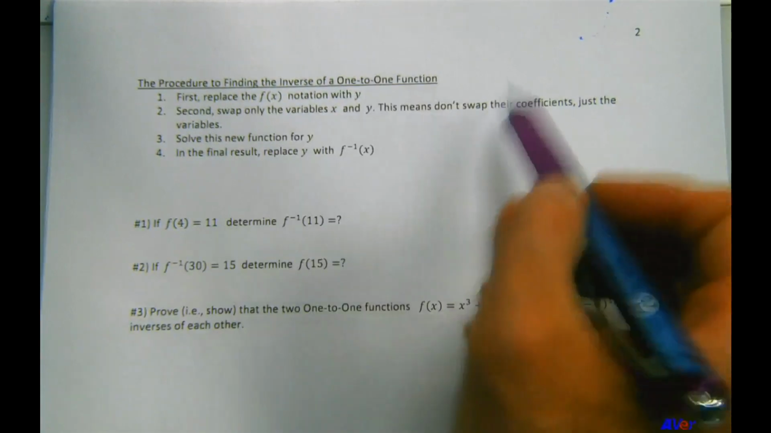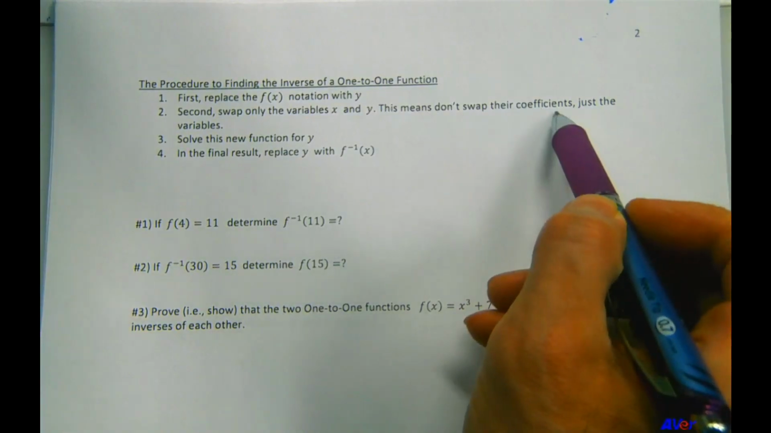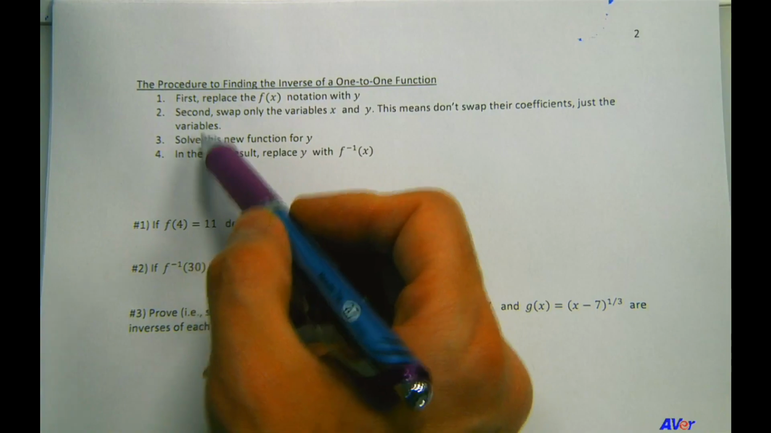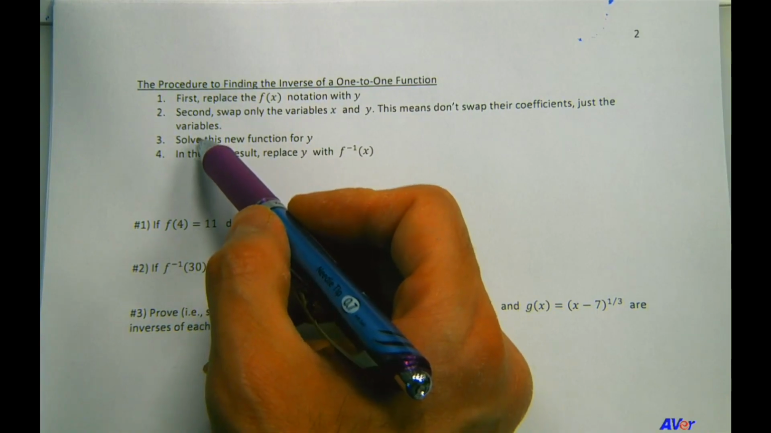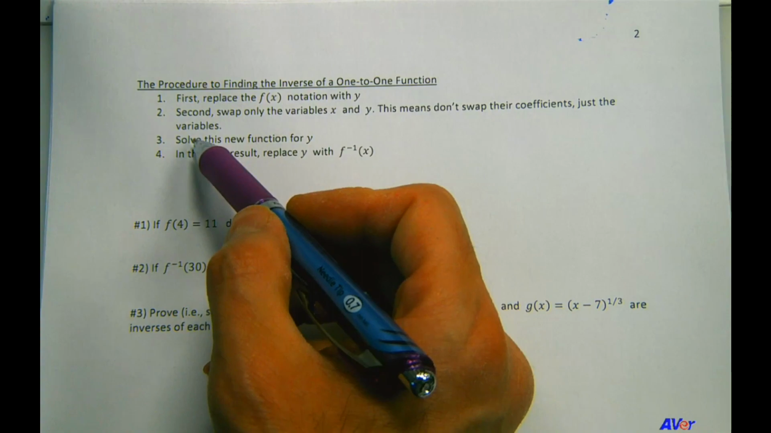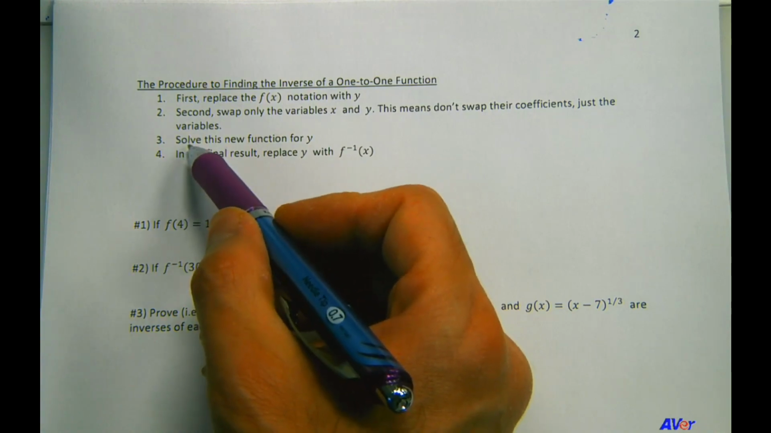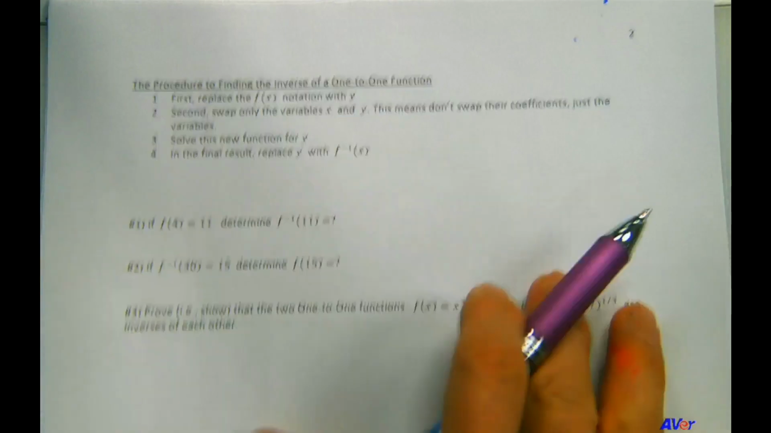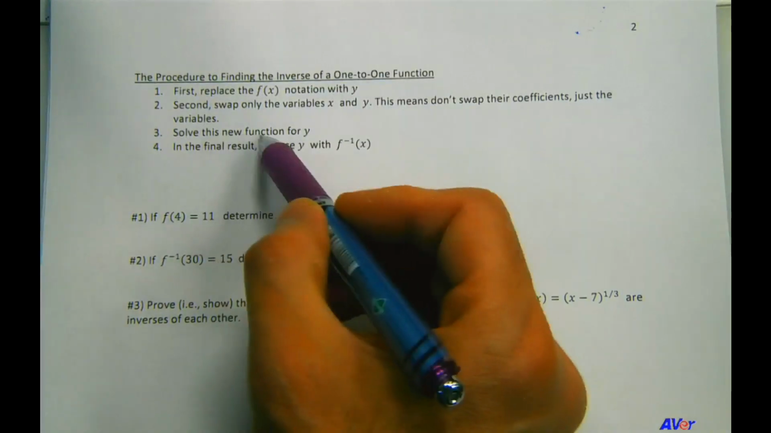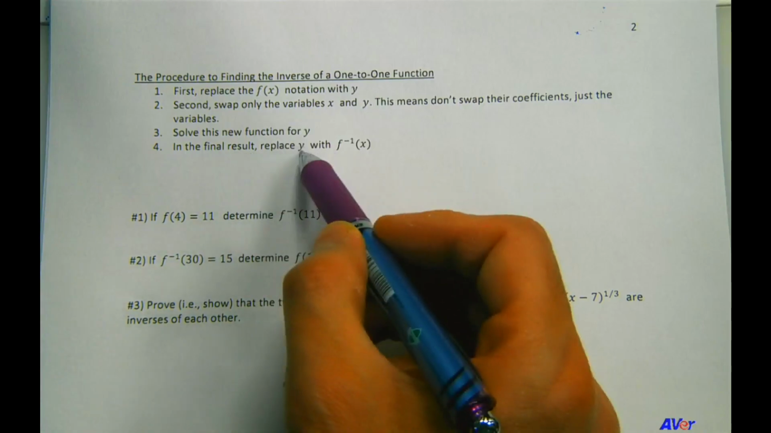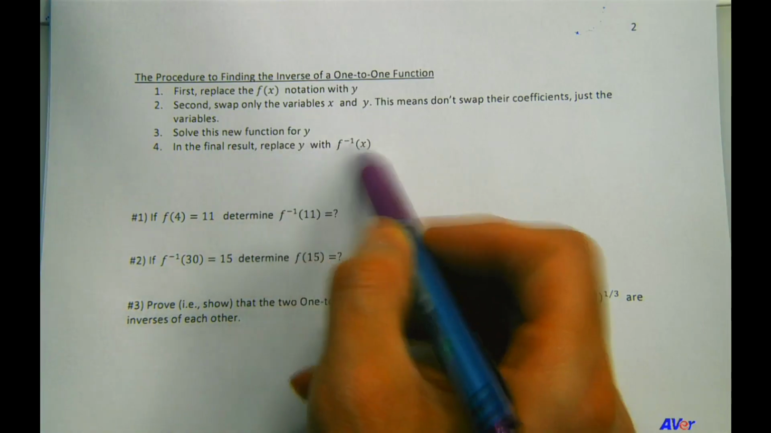This means don't swap their coefficients, just the variables. Okay, so if there's a 2 next to x, you don't need to swap the 2 and bring it to the other side. Just replace x with y and keep the 2 where the coefficient where it is. That's what that number 2 means. And then solve this new function for y, and in the final result, replace y with the inverse function notation.